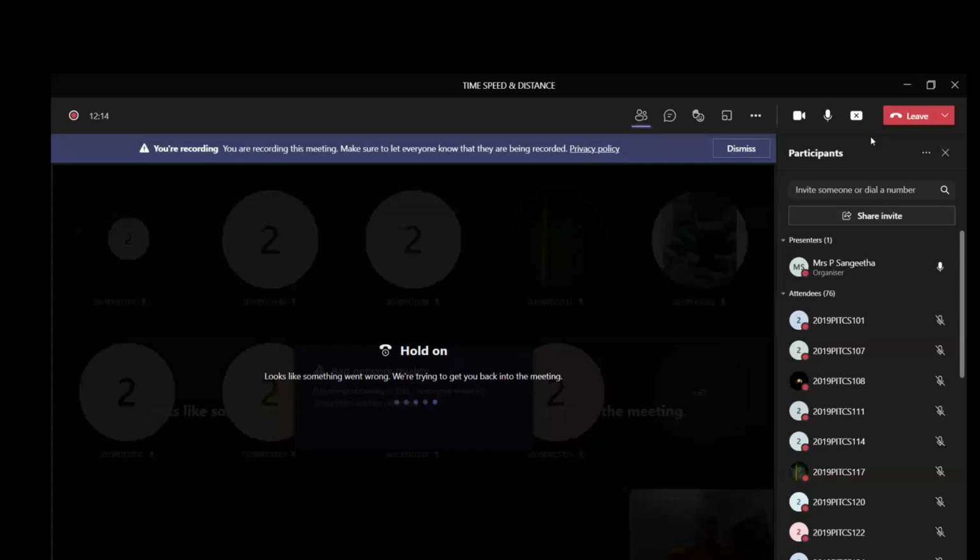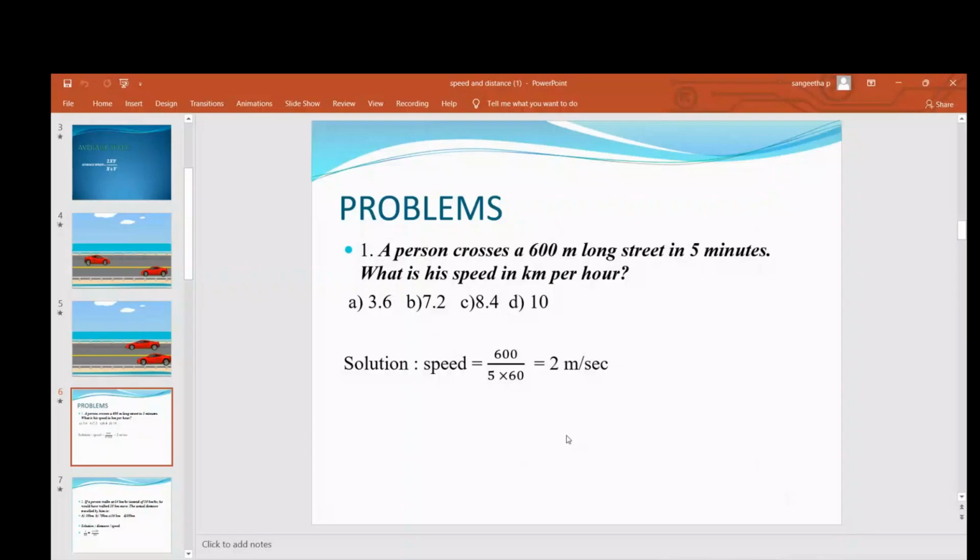So first problem, number 1. A person crosses a 600 meter long street in 5 minutes. What is his speed in kilometer per hour? Read the problem twice and then conclude the answer. Imagine you cross a 600 meter long street in 5 minutes. So what is the person's speed?